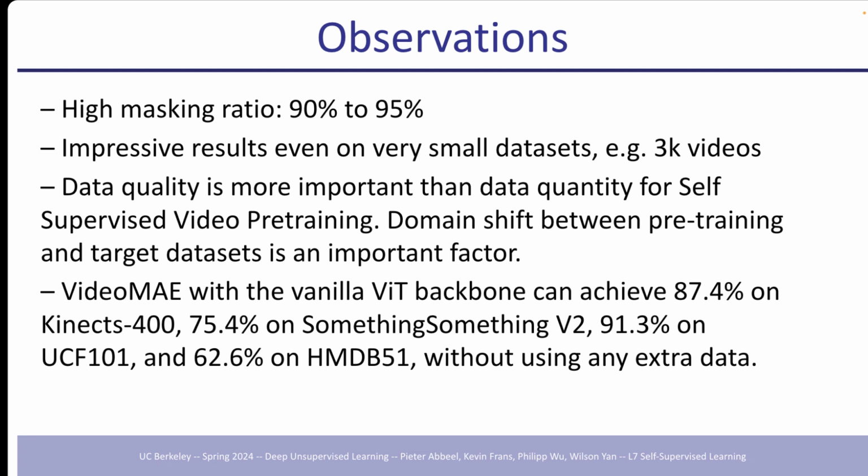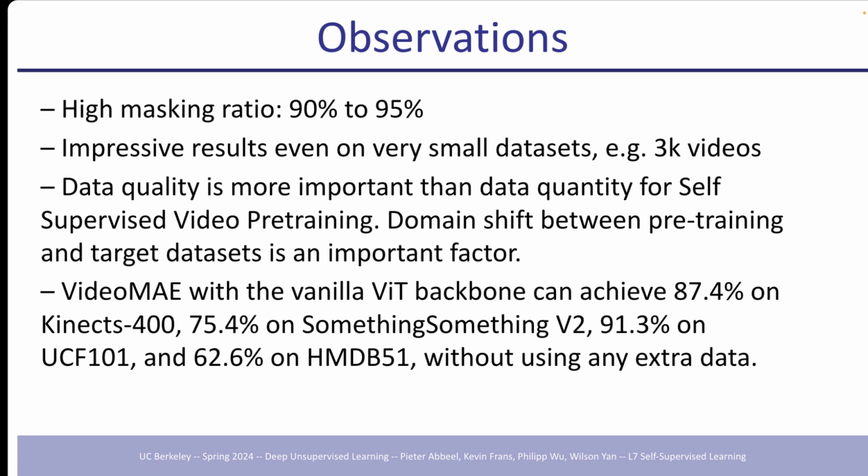So Video MAE with a vanilla ViT, vision transformer backbone, can achieve 87.4% on Kinetics 400. These numbers in the abstract maybe don't make that much sense to you, but essentially these are good performances on these data sets. And if you're looking into video generation or things related to video, these are data sets you might want to look at: Kinetics 400, Something-Something V2, UCF101, and HMDB51. They're good ones to look up if you're working in this space or plan to work here.